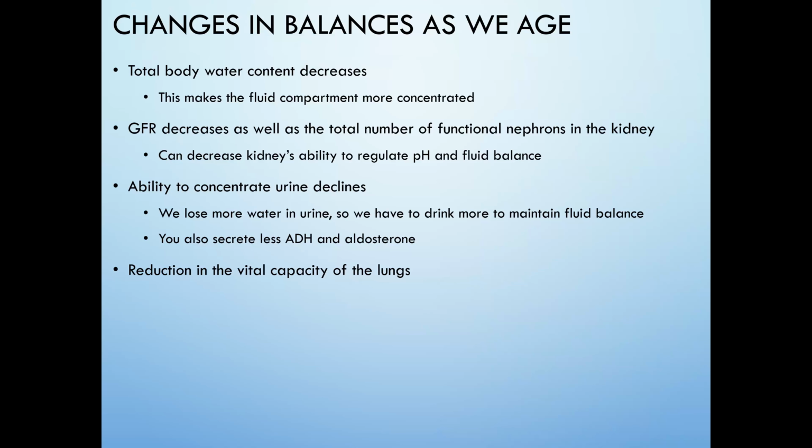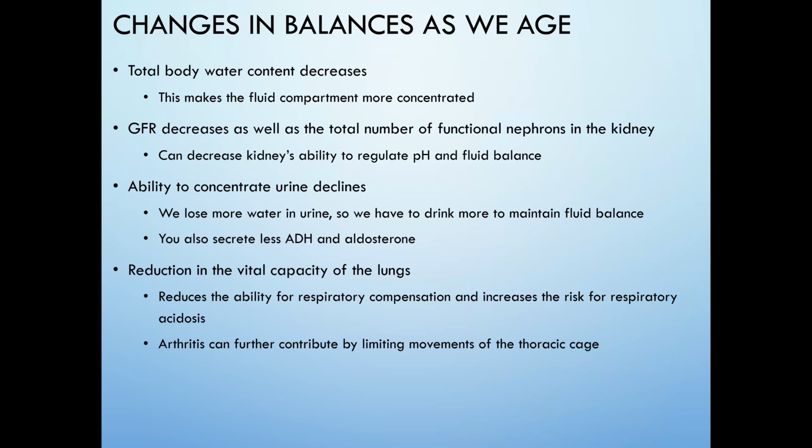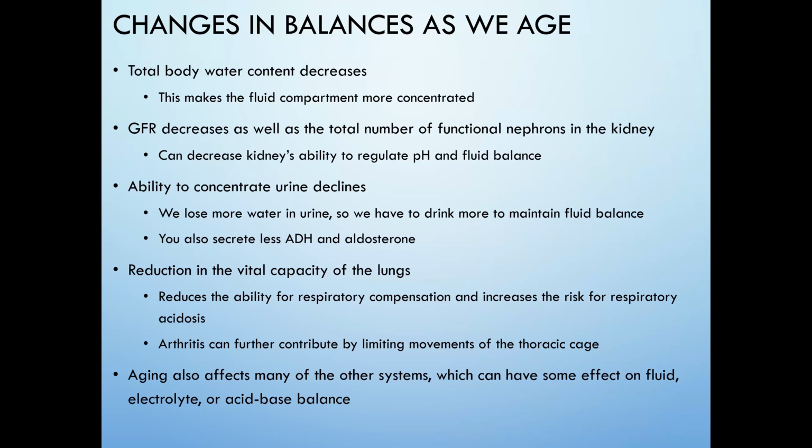You have a reduction in the vital capacity of the lungs. This reduces the ability for respiratory compensation, which puts you at an increased risk for respiratory acidosis. And arthritis can further contribute to this problem by limiting movements of the thoracic cage. So your ribs are not able to move to enlarge the thoracic cavity as much, so you can't take as deep a breath. Aging also affects many of the other body systems, which can have some effect on either fluid, electrolyte, or acid-base balance.